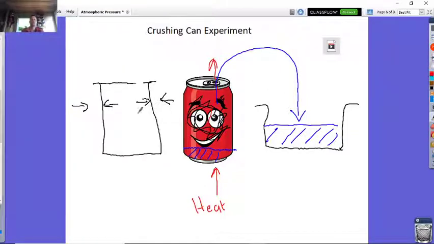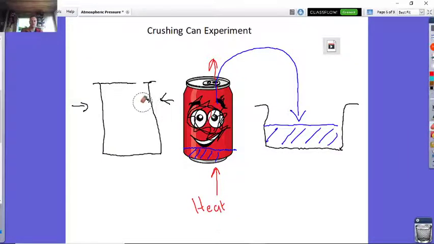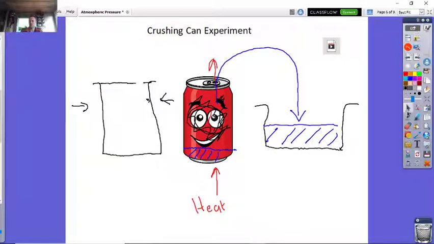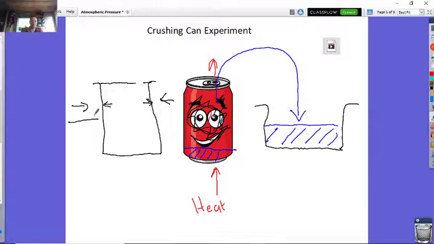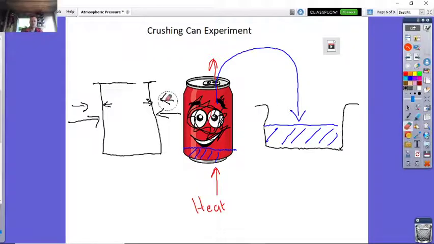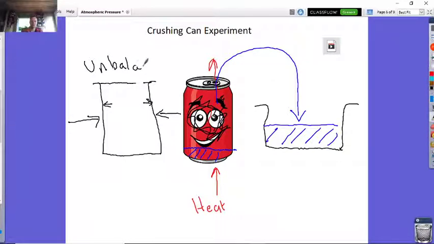When you put it into the cold water, you're going to condense all that steam. So suddenly you've got a lot fewer particles inside than you had outside. It doesn't quite go down to 0, but the inside pressure becomes a lot smaller, pushing out. Therefore, your outside pressure is greater than your inside pressure. Hence, you have unbalanced forces, and if you've got unbalanced forces, the can will crush, and it crushes inwards. It's a really cool experiment you can do.